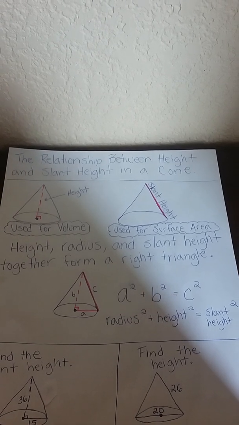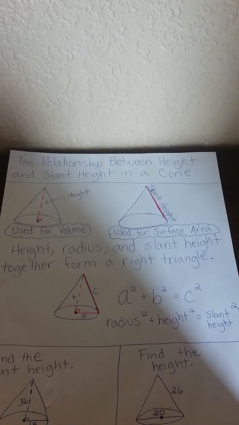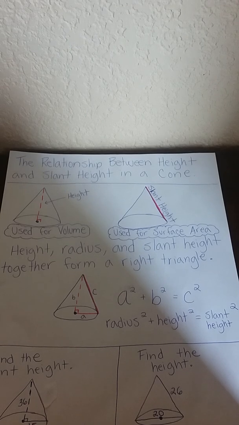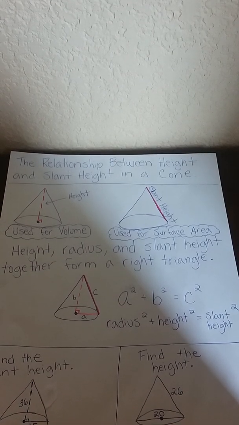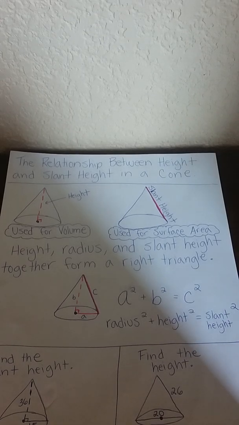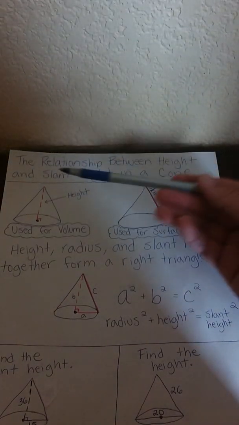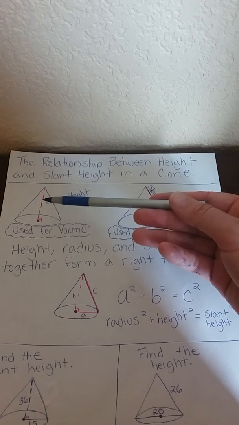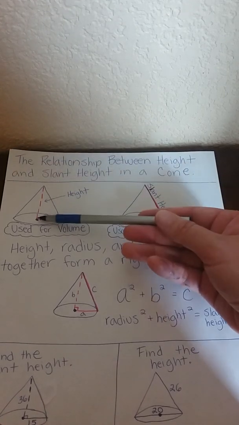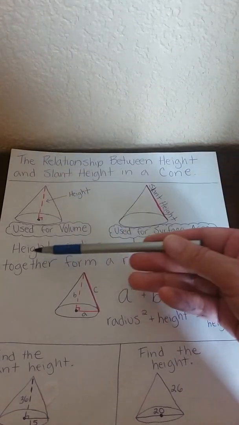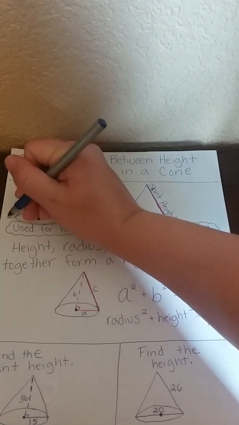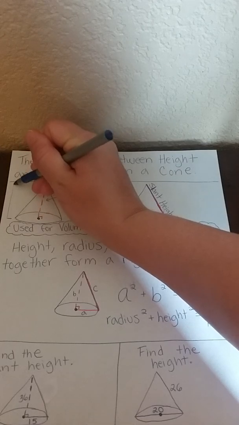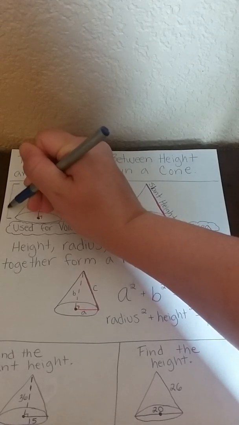Before we can get into surface area, we have to talk about the relationship between height and slant height in a cone. Last week we used height of a cone because it's used for volume. The height of a cone is how tall it is from the very tip to the bottom if you went straight down the middle of the cone. You could also show the height of a cone as from the ground to the top in a straight line, how tall it would be.